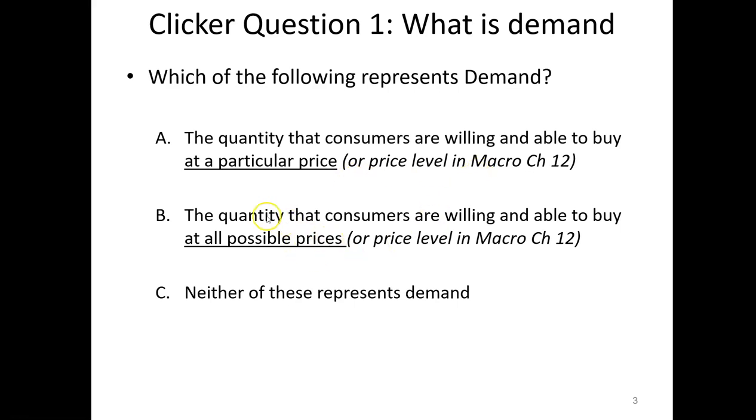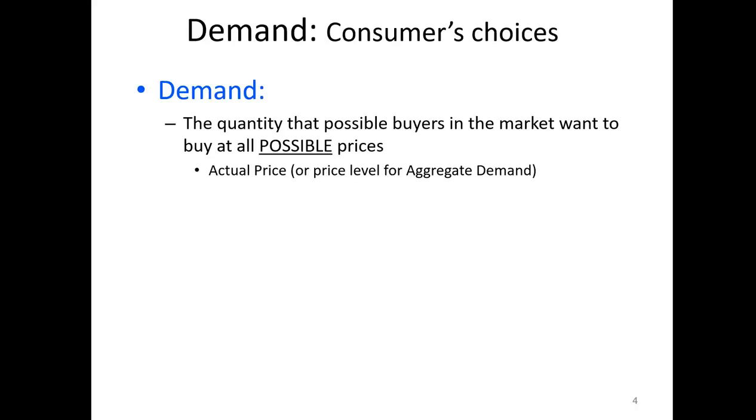So the answer is, in fact, B, the quantity that consumers are willing and able to buy at all possible prices. So it's not just the $3 a gallon that exists at the moment. It's also what if it goes down to $2.50? What if it goes up to $4? How will that change how much consumers are willing and able to buy? And how will that change their incentives and behaviors? All the stuff we talked about in the intro chapter, chapter one. So you can think of it as the actual or current price and, quote unquote, what-if prices. Now I say or price levels.